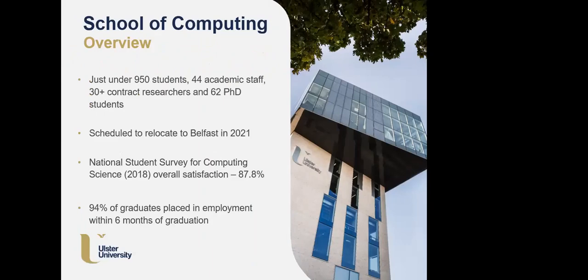In terms of our school, just some statistics about our school. We're just under 1,000 students, so about 950 students at the moment. We have 44 academic staff, and we have just under 100 research staff. So that's contract research staff that are funded by external grants, and PhD researchers.